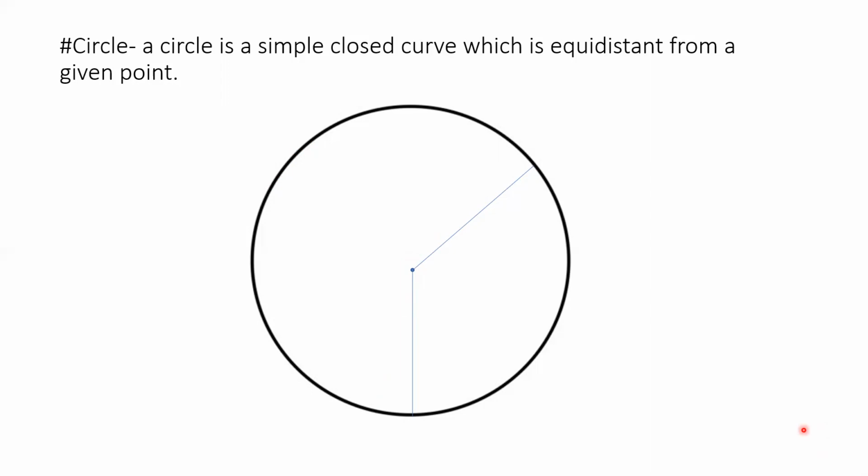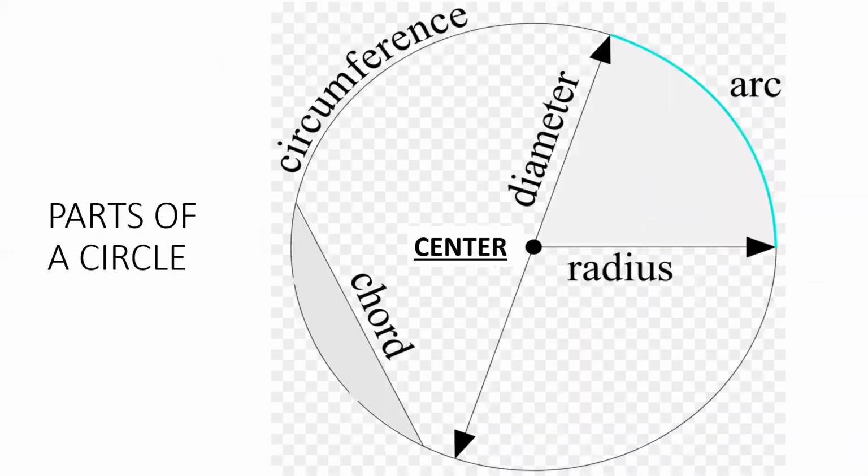Before going to other concepts of this chapter, you need to know the parts of a circle. You have to familiarize yourself with these terms associated with a circle. As I told you, the center is the point in a circle from which the curve of the circle is equidistant. And radius is that distance from the center.